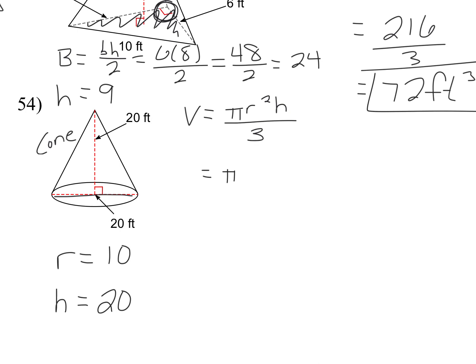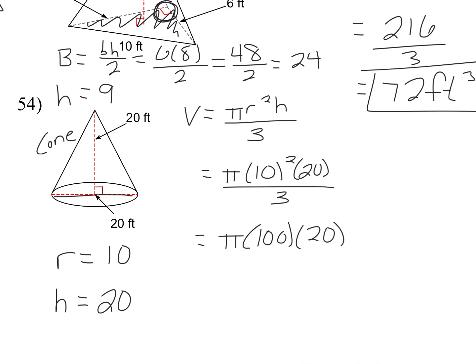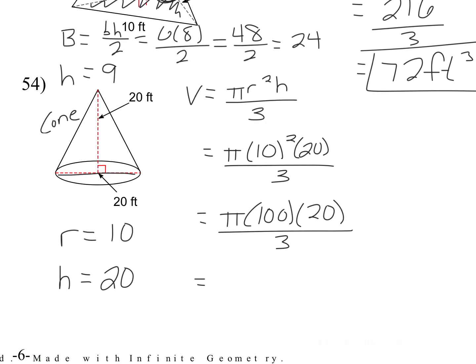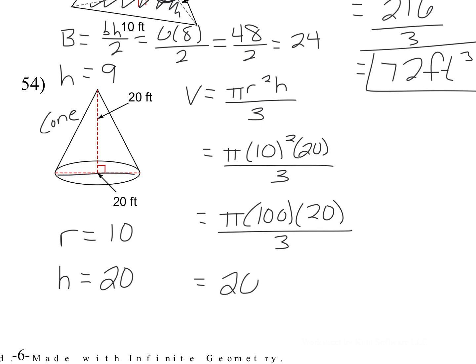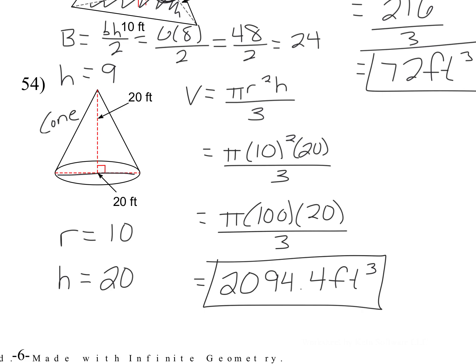So now you just got to plug it in. Make sure you plug them into the correct spots. What needs to happen first? Squared. And then, what do you get for your final answer after multiplying and dividing? 2094.4, label. Feet cubed. Feet cubed. Good. Yep. Easy peasy, baby.